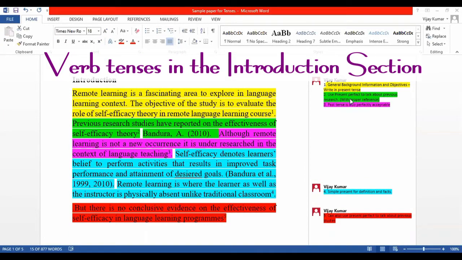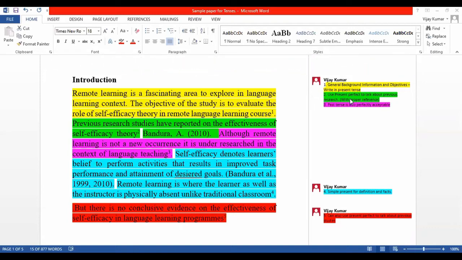Now let's take a look at the introduction section. So the introduction section usually starts with the general background information about the study. So you will be using the present tense. Take a look at the sample sentence. Remote learning is a fascinating area to explore in language learning context. So you will be describing the general background in the present tense.